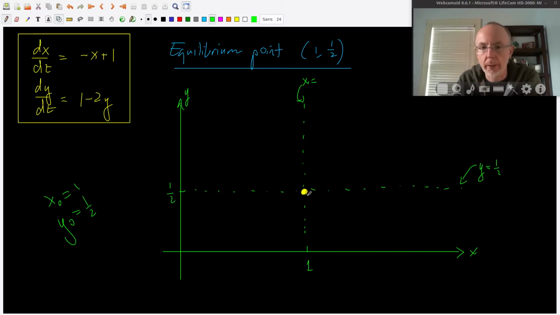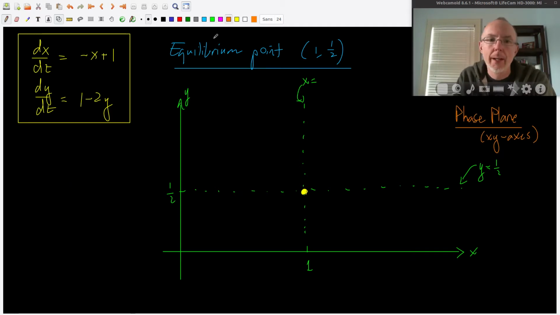X isn't changing, so I don't move left or right. Y isn't changing, so I don't move up or down. So that's what the equilibrium point's giving us. And the picture here is called a phase plane. And it's called the phase plane because I'm not showing time, right? The independent variable here is t, and I'm not showing t. I'm showing x and y. So they're the dependent variables, but often it's a more useful way to think about those dependent variables. And we'll come back to what the time means in a second.